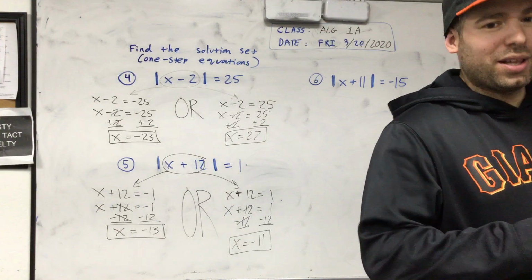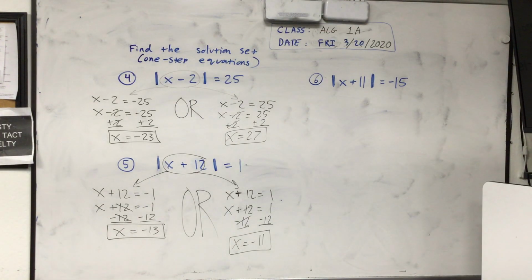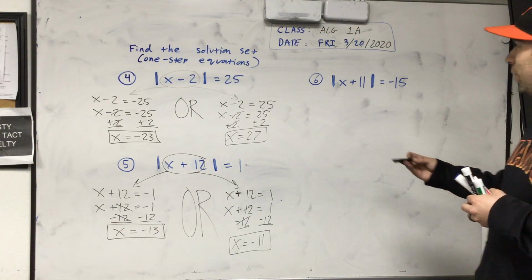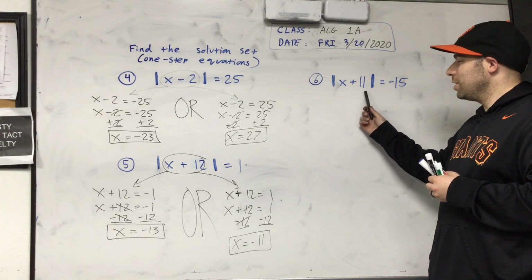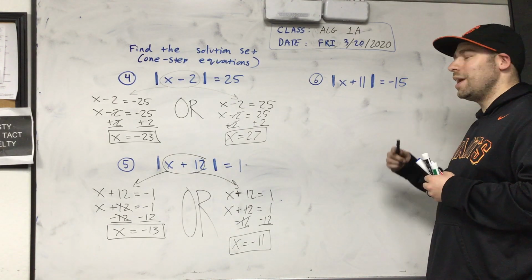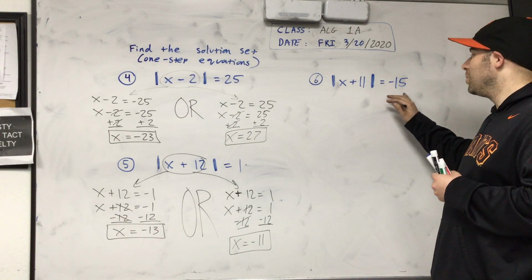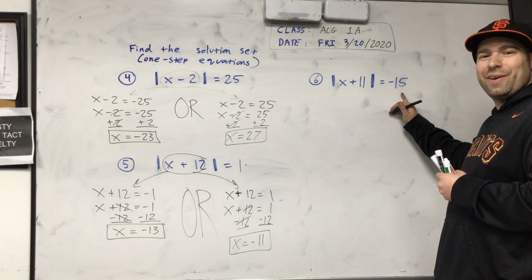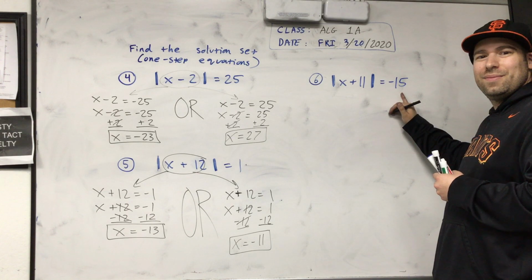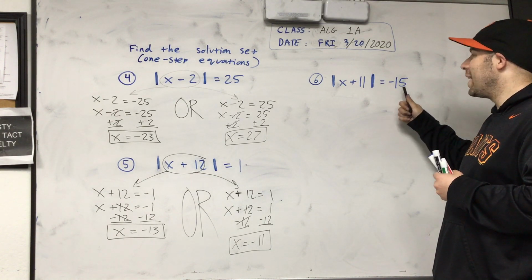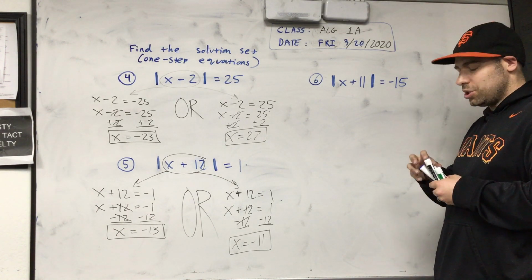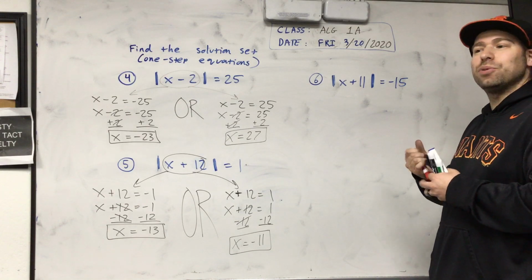All right, down to the last problem of the week. We've got the absolute value bars, x plus 11 in the absolute value bars is equal to negative 15. The bars are isolated and it equals a positive or a negative output? That's right, we've got a negative output, so what do we know about absolute value?